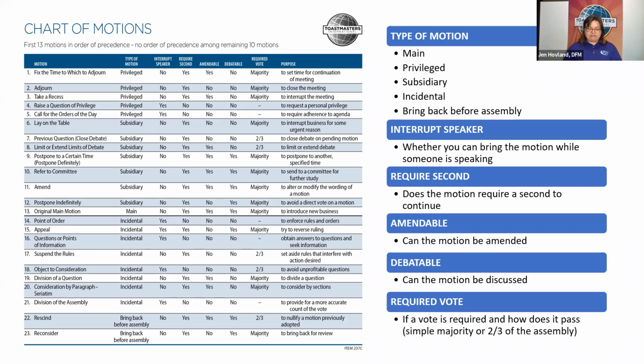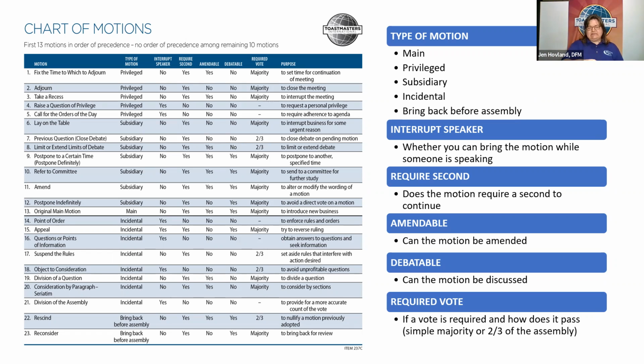Another option is to reconsider. The big key when it comes to reconsider is that the motion can only be brought by a member who voted on the prevailing side. So if the prevailing side voted to kill something, only someone who voted to kill it could bring it back, if that makes any sense.